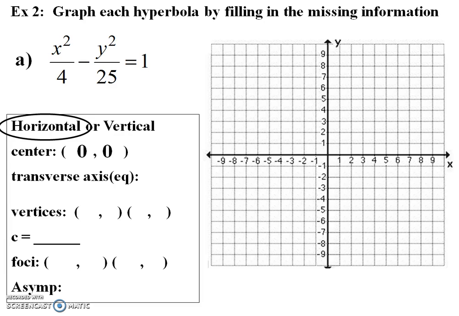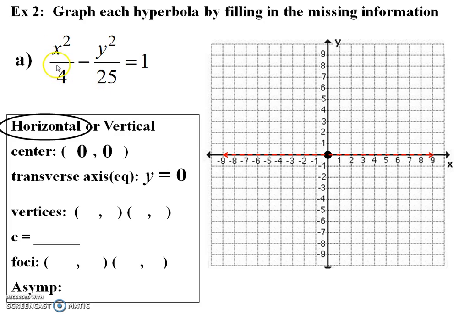The center is going to be at 0, 0, so we would plot that and dash in your little transverse axis. It's not an asymptote line. This is a transverse axis. Its equation right here is y = 0.